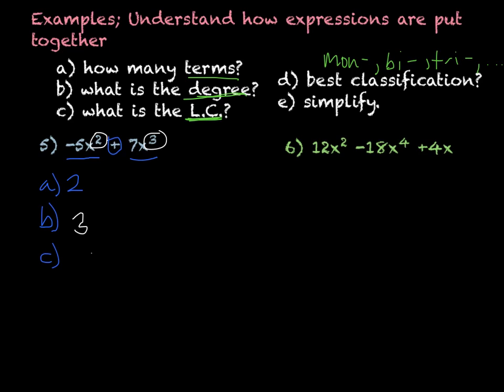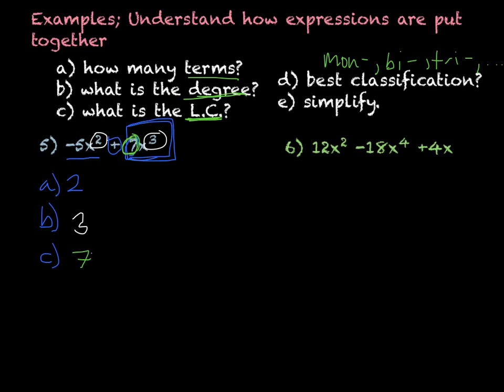C, what is the leading coefficient? Well, once we know what the degree is, then we're going to look at that term, and the leading coefficient will be the number before that variable. So it's 7, because 7 is the number that's before the variable of the biggest one. So 7 is my leading coefficient.